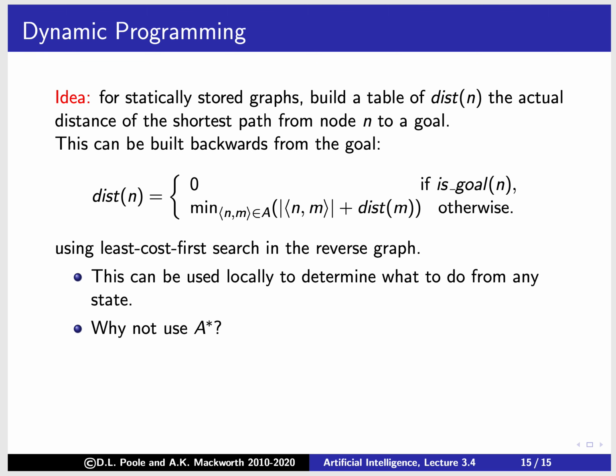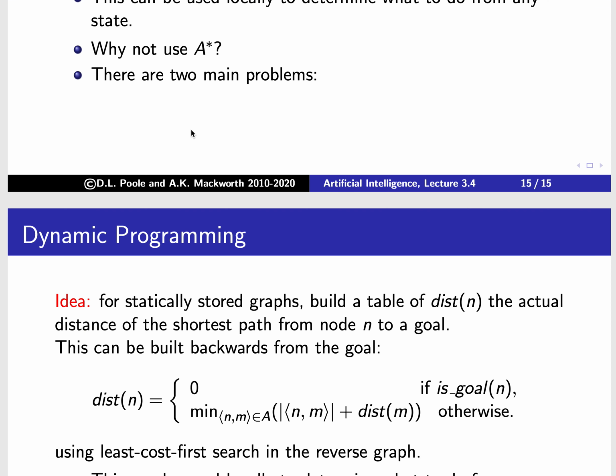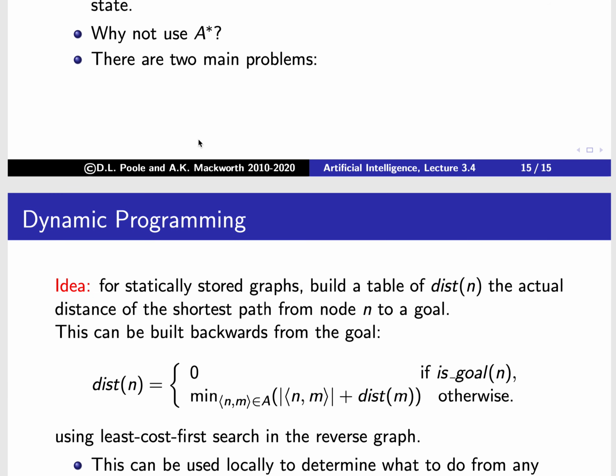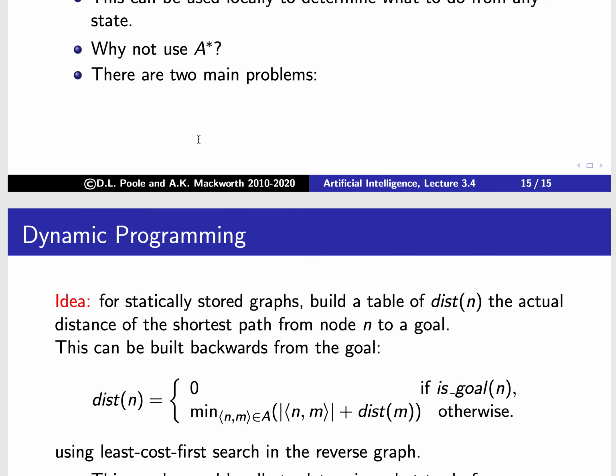Okay. Now we can ask in class, why not use A star? Surely A star is better than least cost first search. Something to think about. There are two main problems with this. It requires enough space to store the graph, and the dist function needs to be recomputed for each goal.